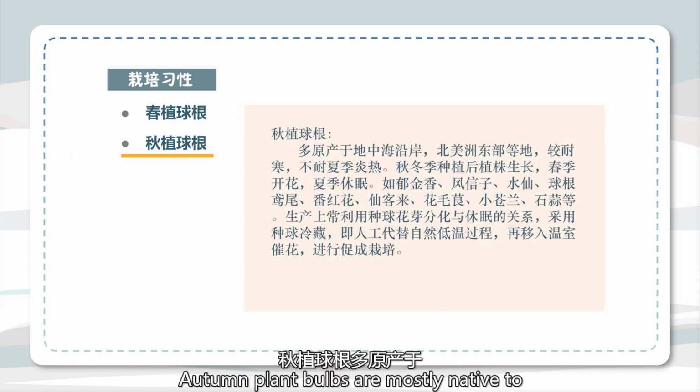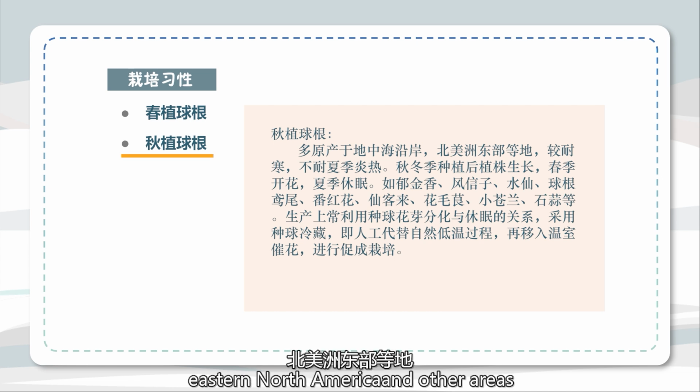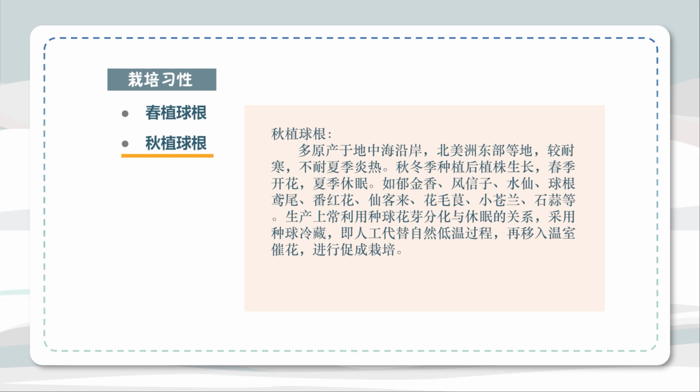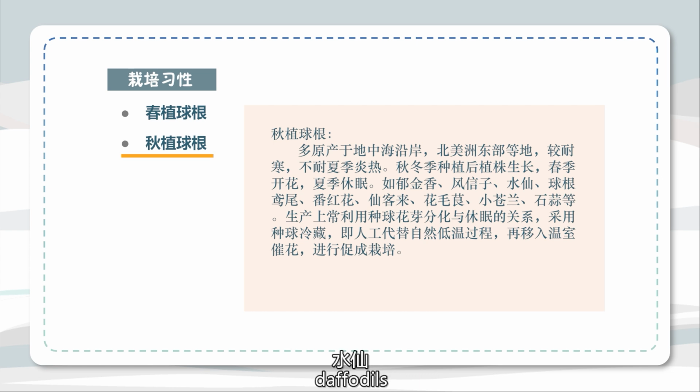Autumn plant bulbs are mostly native to the Mediterranean coast, eastern North America, and other areas, and are relatively cold-resistant, but not tolerant to summer heat. After planting in autumn and winter, the plant grows, blooms in spring, and remains dormant in summer, such as tulips, hyacinths, daffodils, bulbous irises, saffron, cyclamen, buttercups, freesia, and garlic.